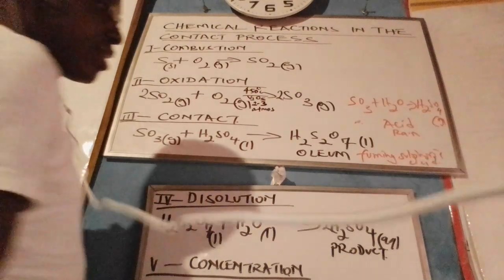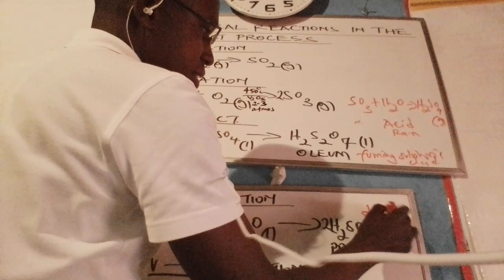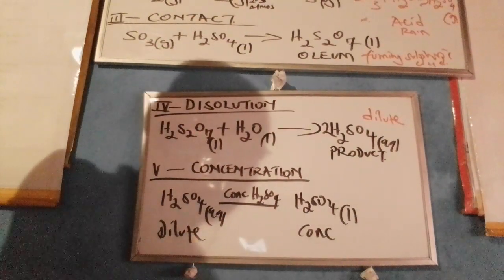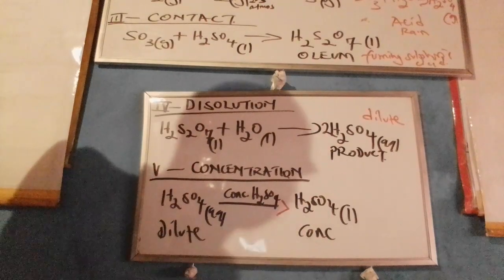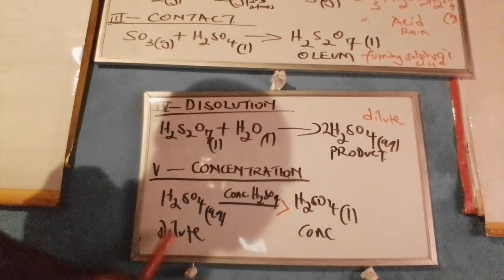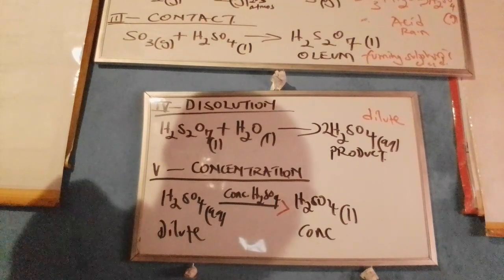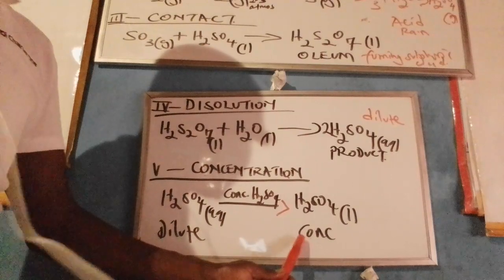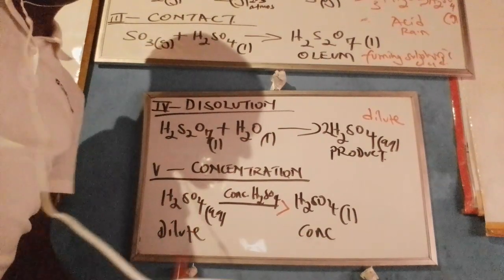However, this product is dilute in the sense that it is formed through the dissolution in water. To enable us get the highest yield of the pure sulfuric acid, we do a concentration process, which is dehydration by conc sulfuric acid of the dilute sulfuric acid, and we find that the dilute sulfuric acid loses its water to the conc sulfuric acid to form a more concentrated product, which is 100% sulfuric acid.